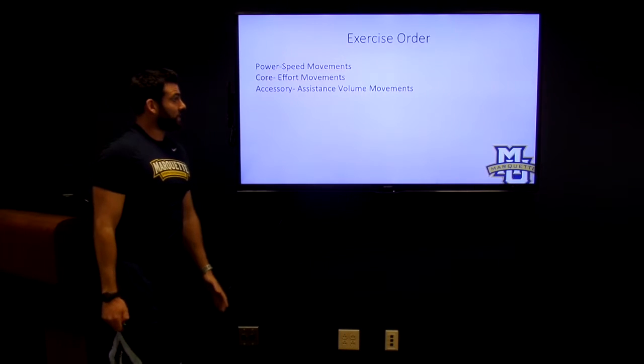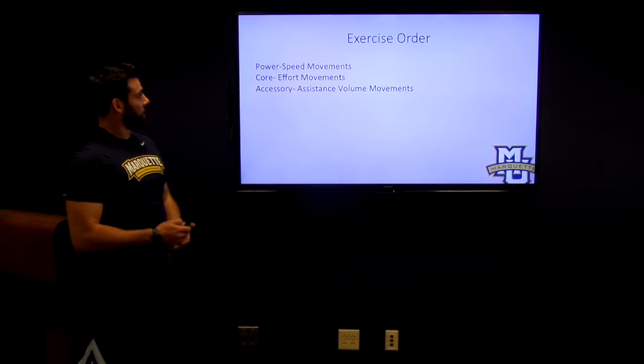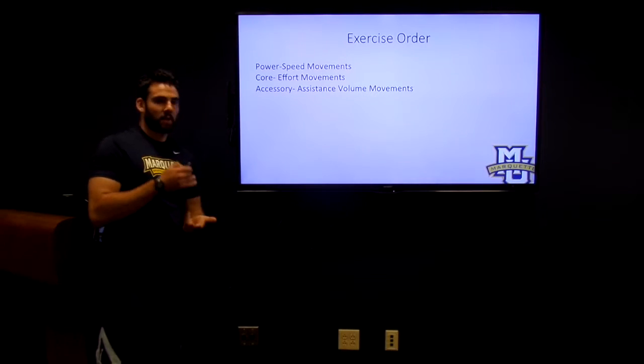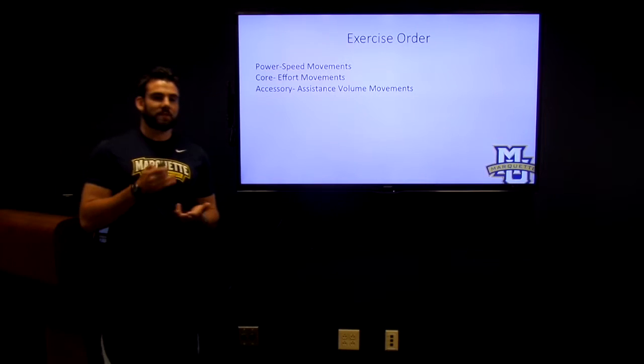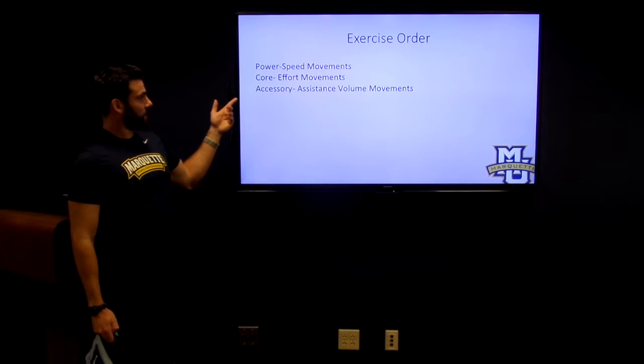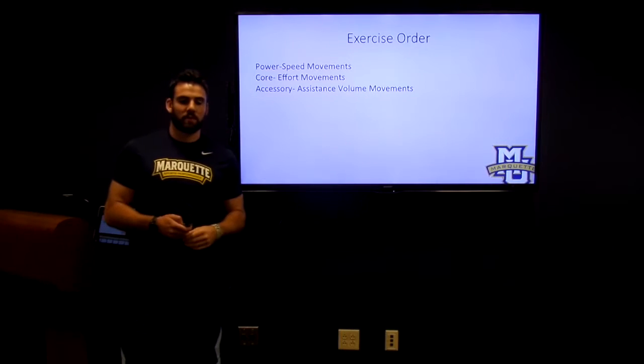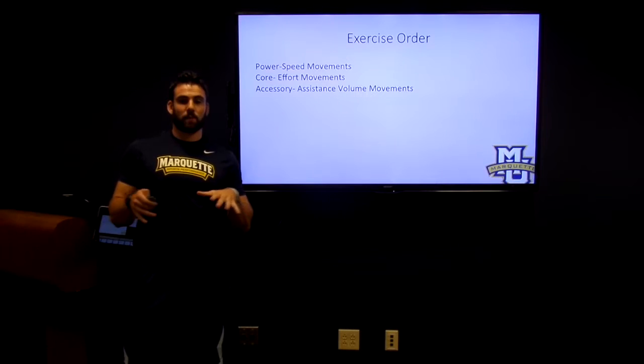Exercise order follows a tier type of training system, so we're going to have our power and speed movements in the beginning, followed by core movements such as our bench press and squats, and then finishing with the accessory assistance exercises. Lots of rear shoulder work, lots of pulls, lots of ab exercises, and that's going to make up the majority of our volume.